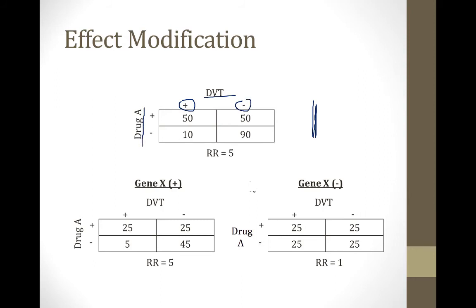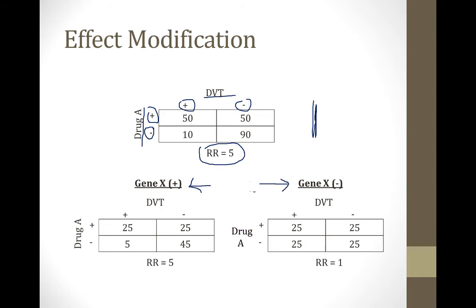We've got drug A along the side, and these are patients who were exposed to drug A and patients who weren't. And I've distributed the numbers here such that the relative risk comes out to 5. So it appears that drug A exposed patients are 5 times more likely to have a DVT compared to patients who are not. Down at the bottom of the screen now, I've stratified the results by gene X positive over here on the left and gene X negative on the right.